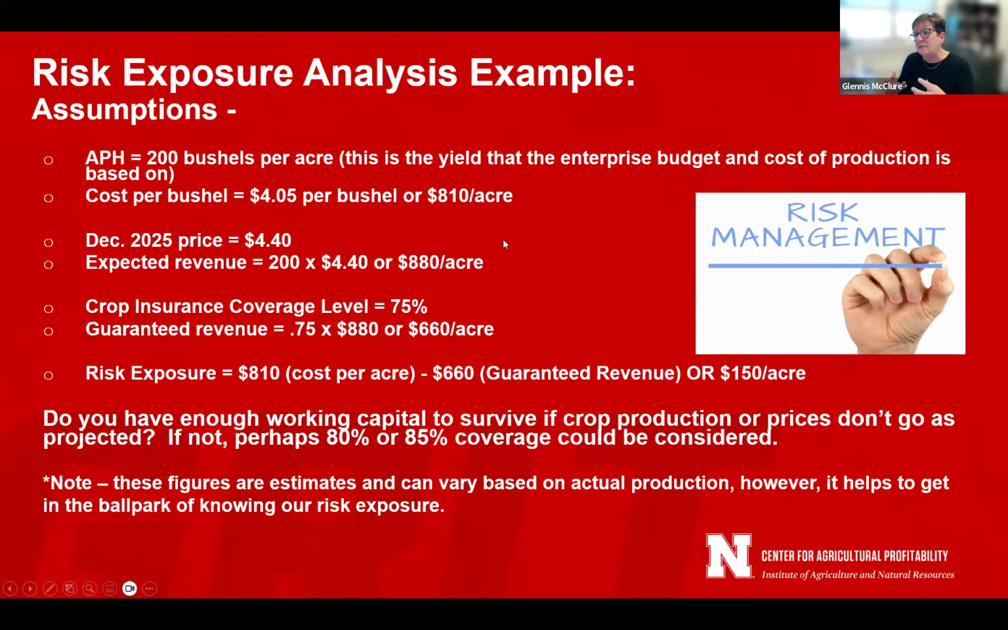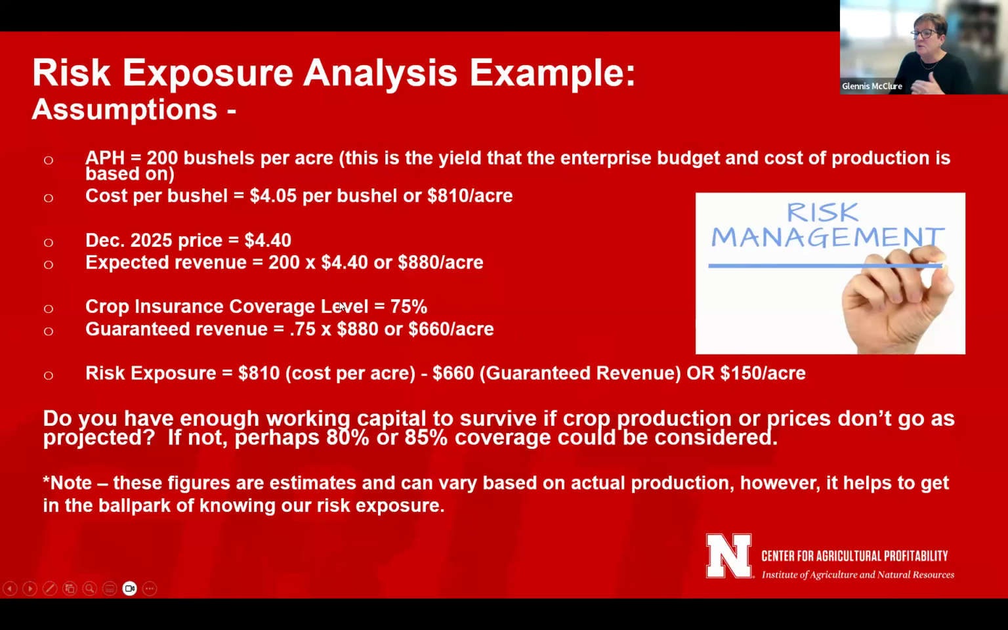So this is a relatively new slide. I appreciate Dr. Corey Walters, again, and visiting with him about how he looks at things in risk management, and how we should equate what we're learning off of cost of production into that. So let's say we do our budgets off of an APH. In this example, we've got a 200 bushel per acre APH, and it figures out that our cost per bushel is 4.05, or 810 per acre. Our December price, let's say, is 4.40. Our expected revenue then would be $880 per acre.